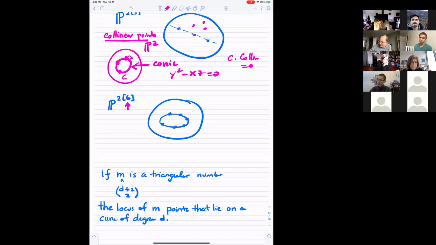So suppose that now you have any triangular number, say that you have 10 points, then what do you do? Cubic. So you lie on a cubic, and if you have 15 points, you lie on a quartic, and so on and so forth. So if you have a triangular number of points, then it's pretty easy to see what the extremal configuration, what the most special configuration of points is. And that's simply that they should lie on a curve of degree d. If this m is d plus 2, choose 2, then they should lie on a curve of degree d. So that's the generalization of collinear points.